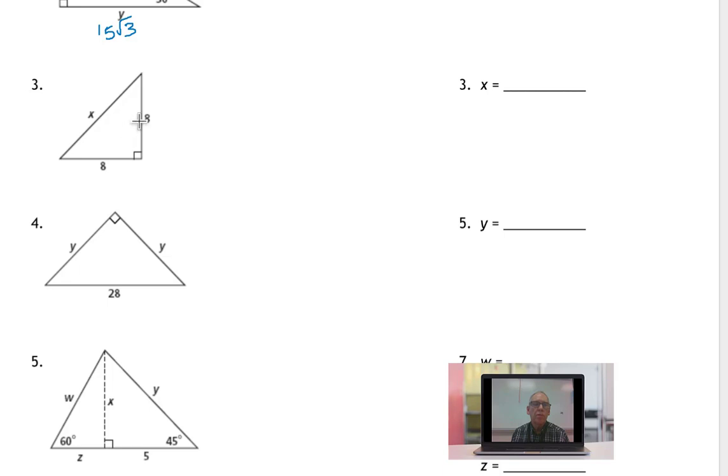Look at number 3. This is an isosceles right triangle. That makes it a 45, 45, 90. And if the leg is 8, the hypotenuse is going to be 8 times the square root of 2.